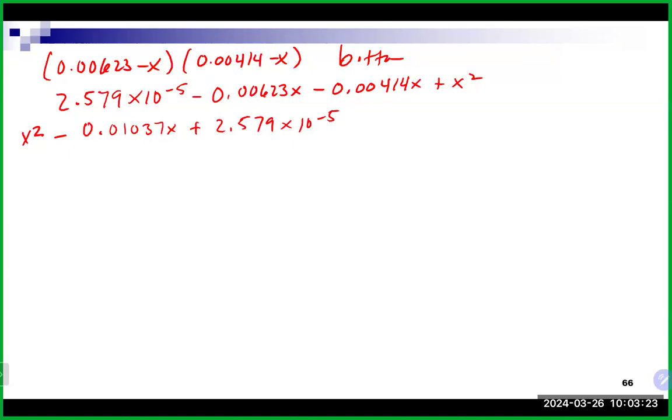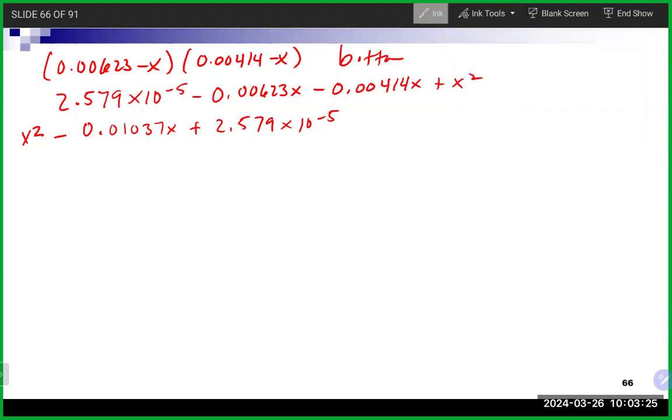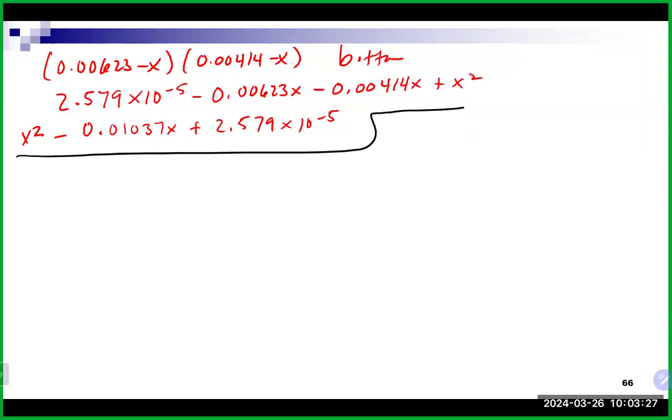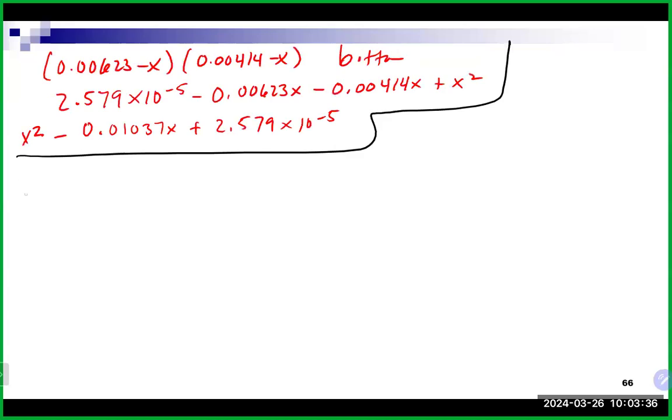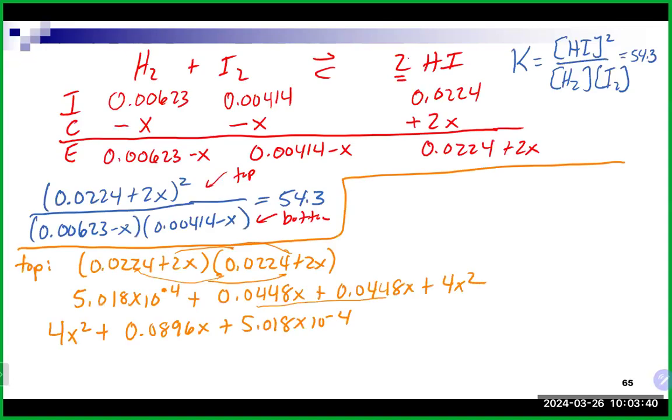All right, so now I'm going to grab my equation from the previous page and pop it back over here. So we have 4x squared plus 0.0896.